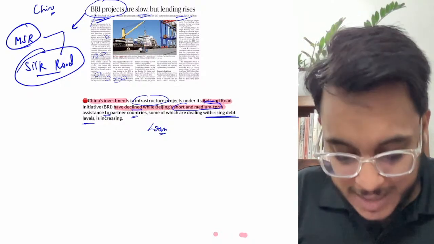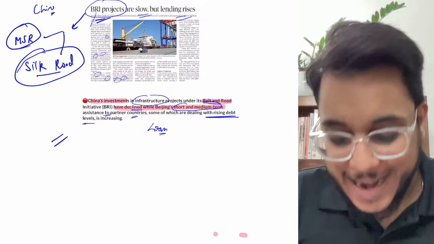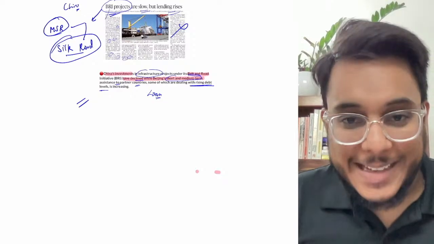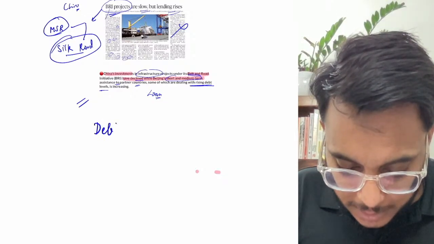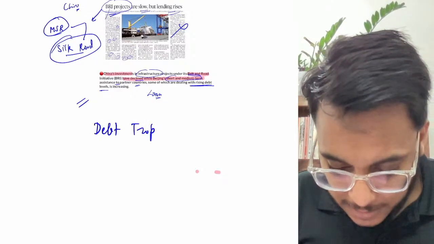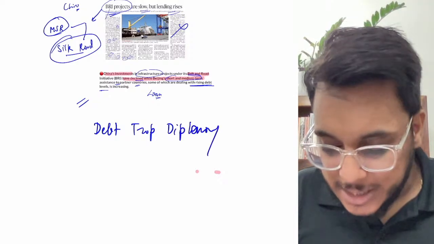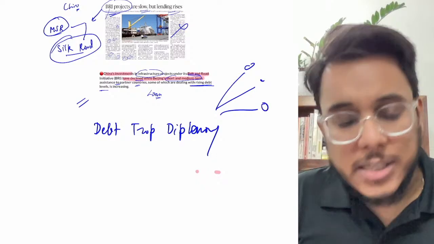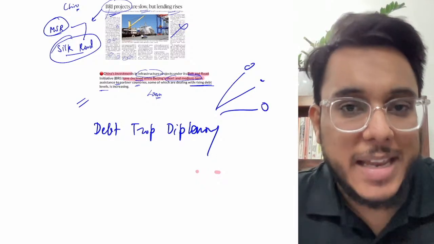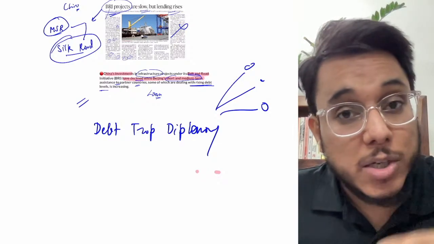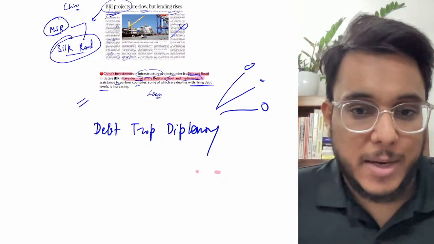Why China is doing this is something that we need to understand, and that is not provided in this article. Now understand this: China has debt trap diplomacy. What is this debt trap diplomacy? China gives a large amount of money to countries which already have a large amount of debt, and by that China wants to build favorable relations with that country.